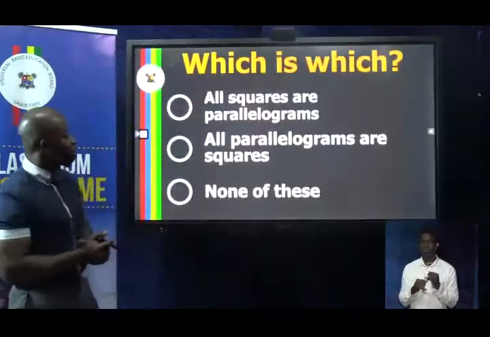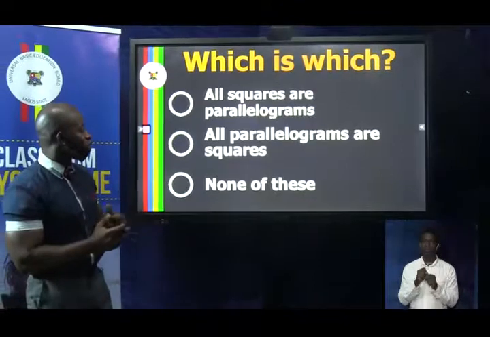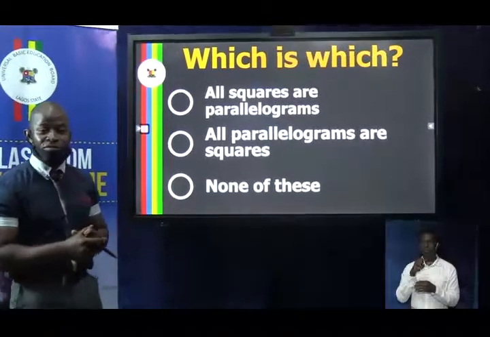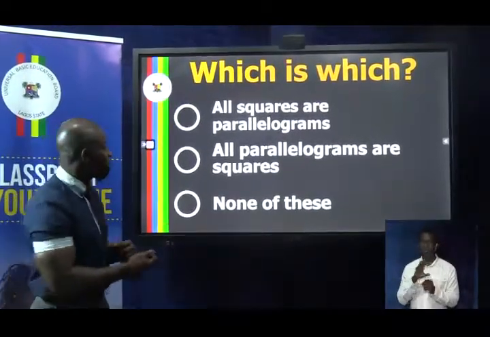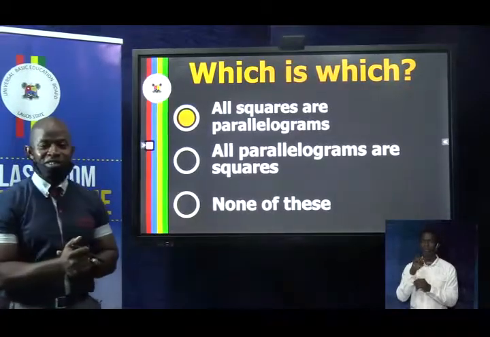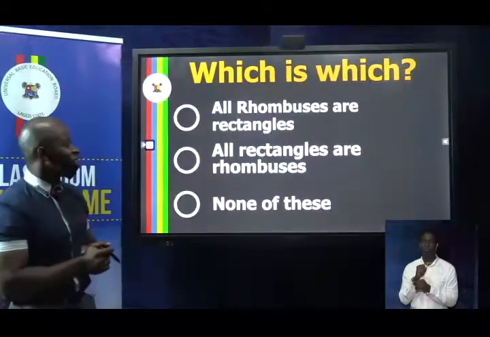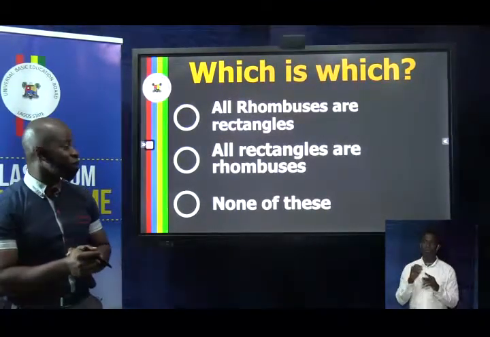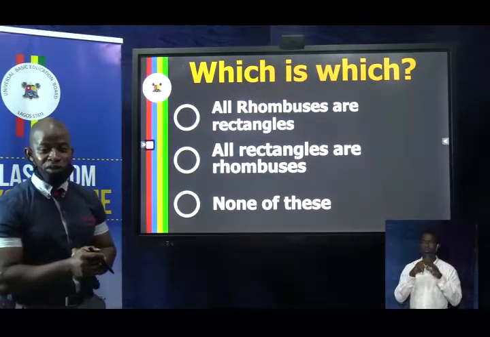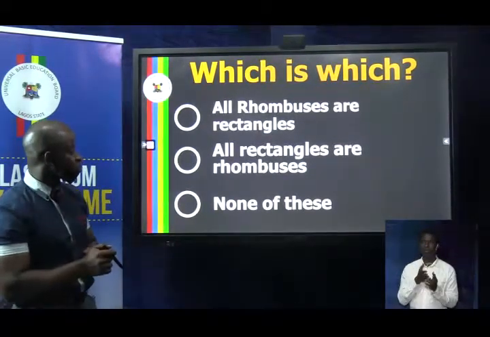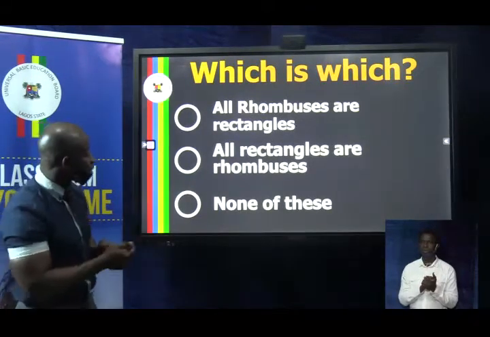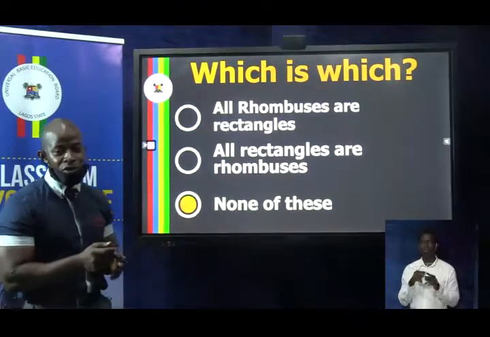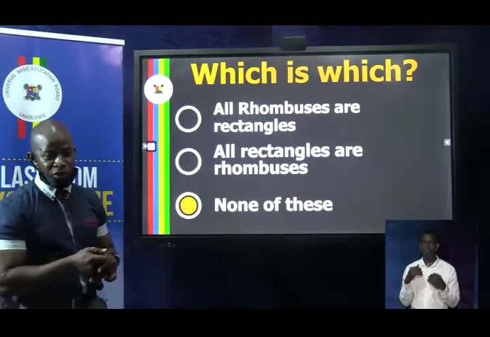And finally, this one. Which one is which? All squares are parallelograms, or all parallelograms are squares? The correct answer should be all squares are parallelograms. This one says all rhombuses are rectangles, or all rectangles are rhombuses, or none of this is correct. The correct answer to this is that none of this is correct. Rhombuses are not rectangles, and rectangles do not have the properties of rhombus.